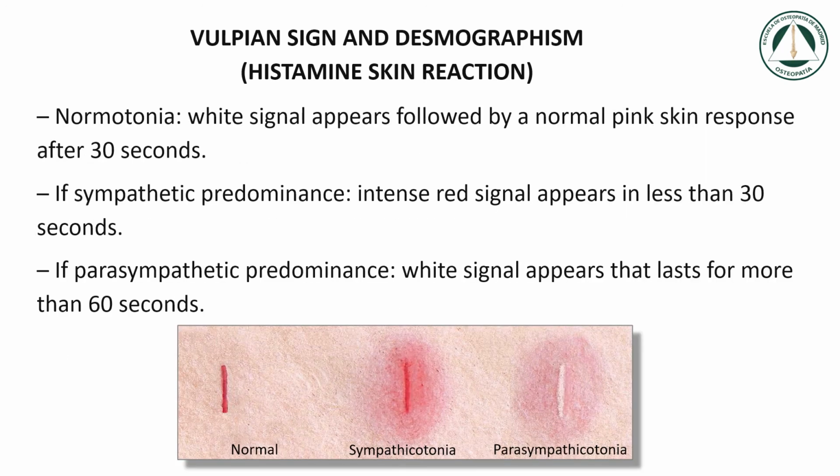In cases of normotonia, a white signal appears followed by a normal pink skin response after 30 seconds. In cases of predominance of the sympathetic, an intense red signal appears in less than 30 seconds. If the parasympathetic predominates, a white signal appears that lasts for more than 60 seconds.